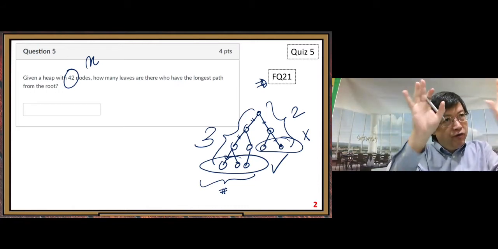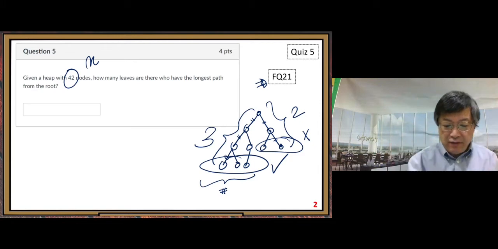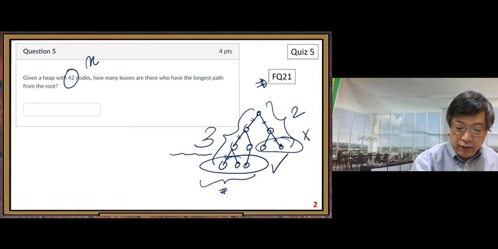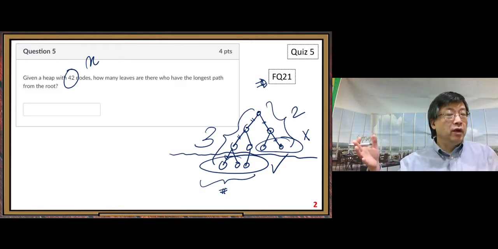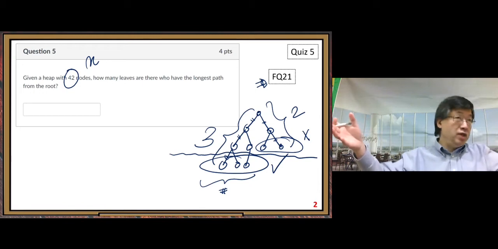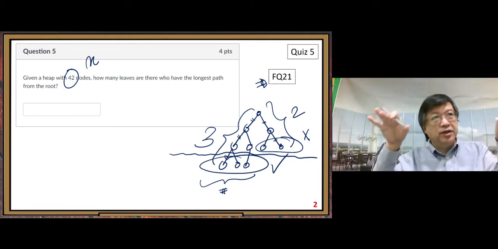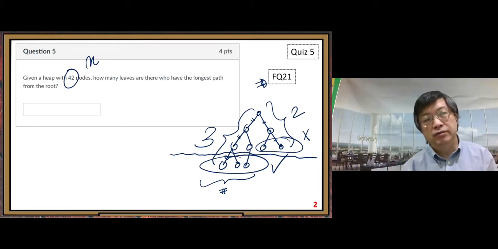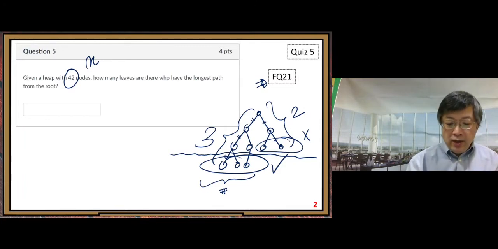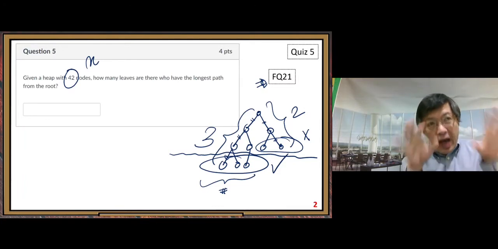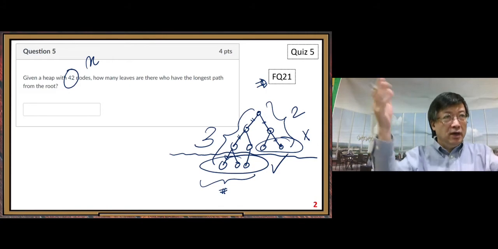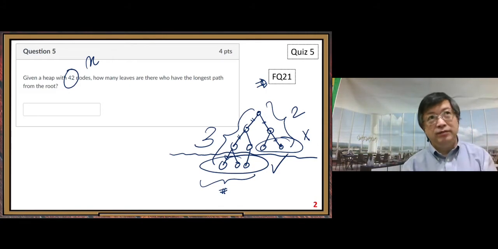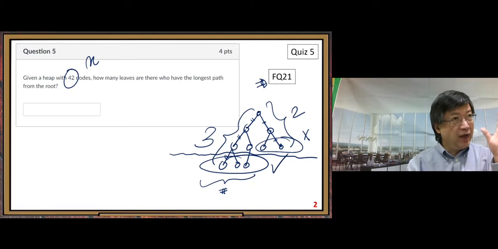All levels are full except the last level. So this last level, it's not full. In general, it may not be full. Only in a very special case is it full. So we want to calculate the number of nodes at the bottom level. That's easy, with that understanding, that observation.